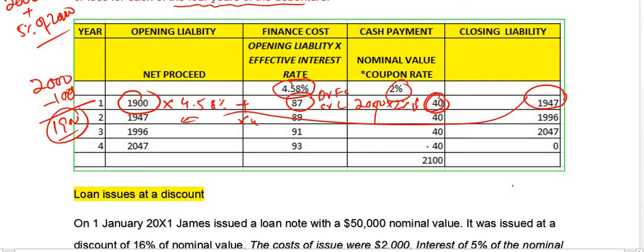Now, at the end of the fourth year, you will pay the cash payment, which is based on the nominal value, 2,000, plus there will be a 5% premium which you have to pay. So once you pay this amount, you will have nothing, no liability at the end. I hope you got this.